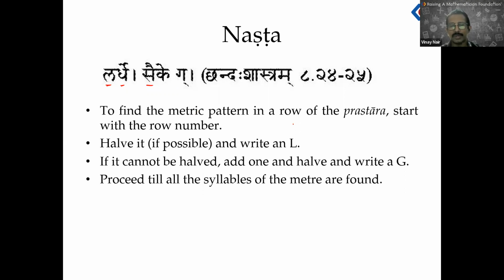Now to find the metric pattern of a row of a Prastara, start with the row number. Suppose we have a 4-syllable Prastara. What are we trying to find? A particular row number will come, or what will be the metric pattern in a particular row number. So let's say in a 4-syllable Prastara, we want to find the 13th row.